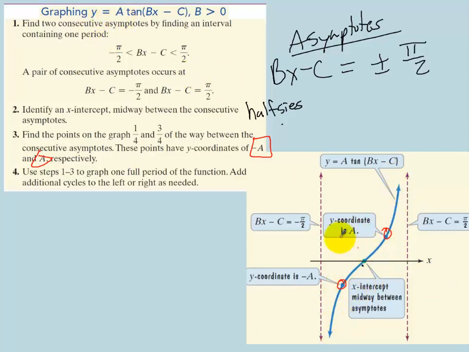Now, as long as you get these asymptotes and this middle point, these other points I don't think are that critical. But being able to find the asymptotes and then get the halfway point and then know that the shape is going from a negative side to a positive side, so it's increasing, that's the key part here. You've got to be increasing. So make sure your curve is increasing and you've got the asymptotes.